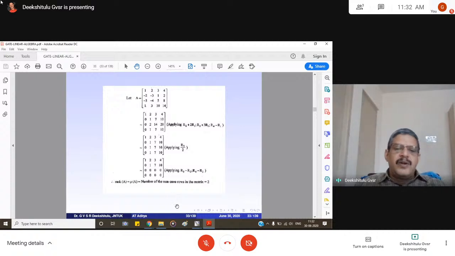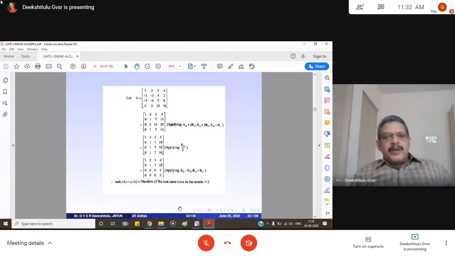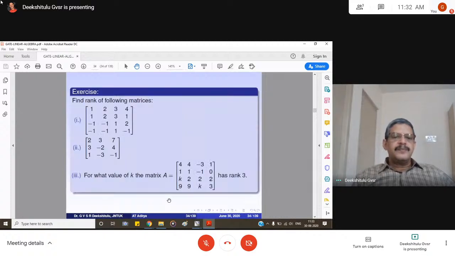Another problem: A is equal to 1, 2, 3, 4, minus 2, minus 3, 1, 2. If you apply the transformations and reduce this to echelon form, this is what we get. So the rank of A is the number of non-zero rows, 1, 2. Others are zero rows. So the rank of A is 2. Exercise problems: the four problems given, you can solve them.